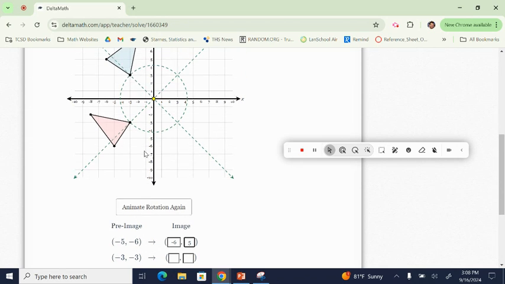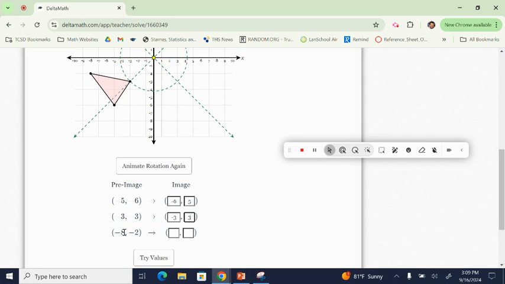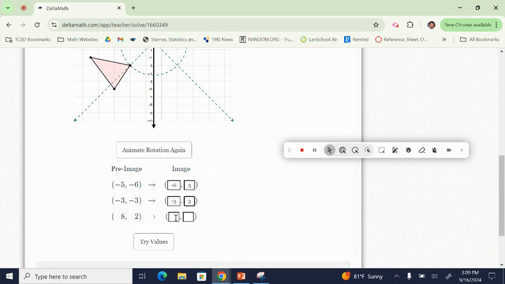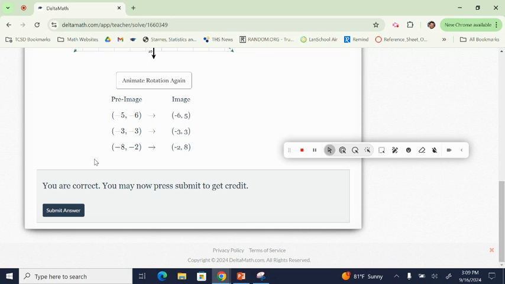Okay, the point -3, 3, which was here, is now the point on the circle on the other side right here, which is at -3, 3. So it was at -3, -3. Now it's at -3, 3. And the final point, -8, -2, which was this point here. When we rotate it around to 270, it becomes this point here, which is at -2, 8. -2, 8. It says try values. Hey, we're correct, and we can move on.